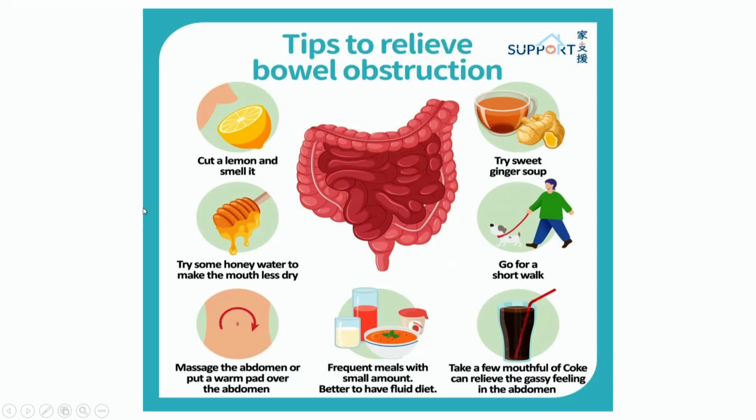Tips to relieve bowel obstruction. Cut a lemon and smell it. Try some honey water to make the mouth less dry. Massage the abdomen. Frequent meals, that I told you. Take a few mouthfuls of Coke, which can relieve a gassy feeling. I have told you carbonated liquid is not good, but a small amount can help for that particular time. But regular intake is not recommended.